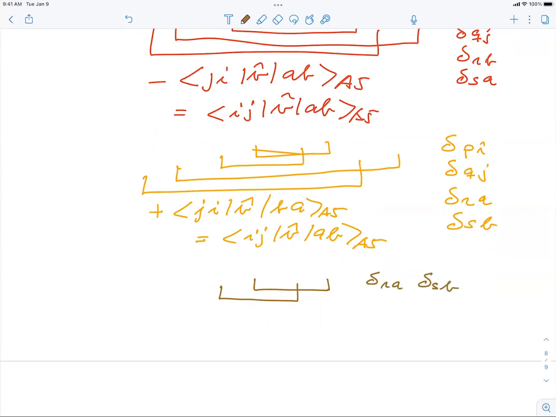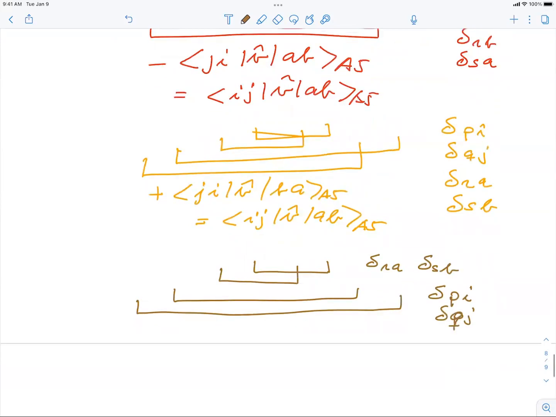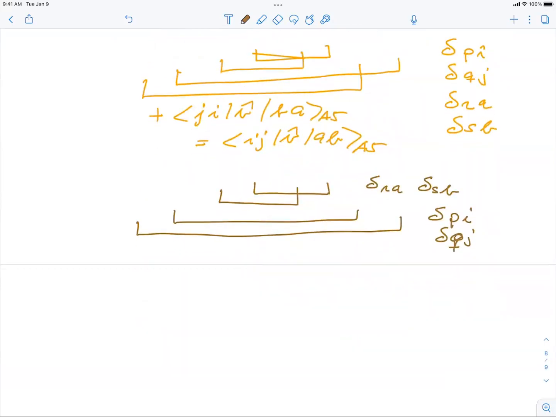But then I'm actually going to bring back the whole state to this one. And then I'm going to have this one, which goes to that one. So this is going to be a delta P of I and a delta P of J here, a delta Q of J. So when I collect everything, this is going to be a matrix element which goes like minus IJ of V of BA, anti-symmetrized. And this is the same as IJ of V of AB, anti-symmetrized.